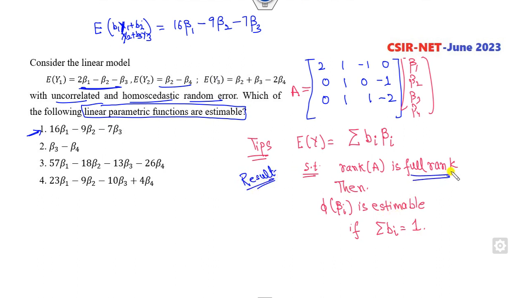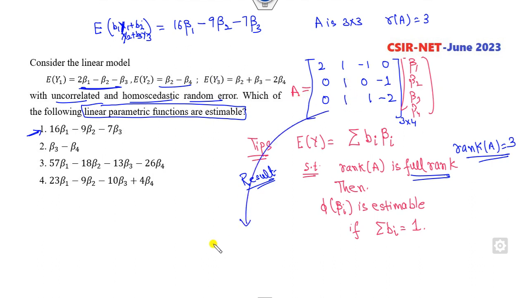What is the meaning of full rank? If I say A is 3 cross 3, full rank is rank of A equal to 3. In this case, it is a 3 cross 4. What is the full rank? If the rank of this matrix is proved to be 3, then it's a full rank. Okay. Now clearly you can make this value 0 by this row operation, but still you can see the rank of this matrix.